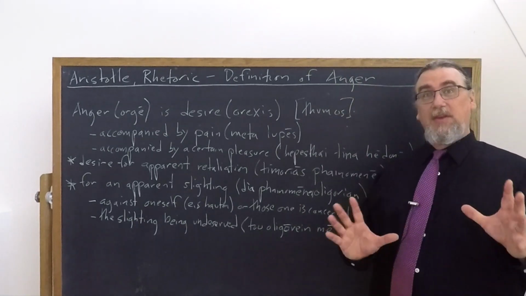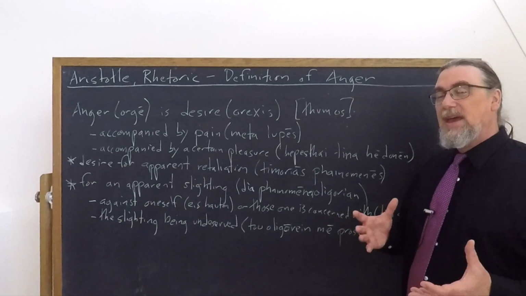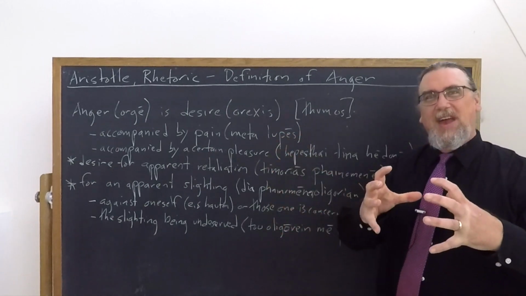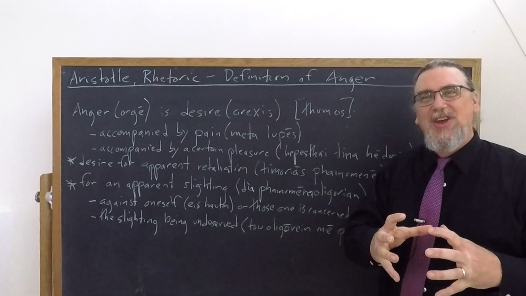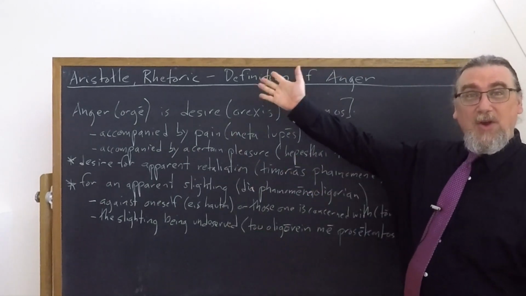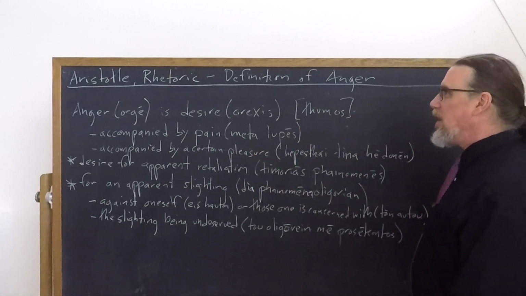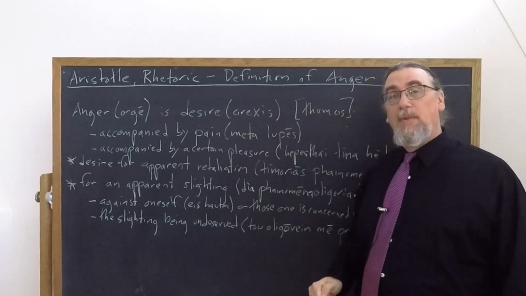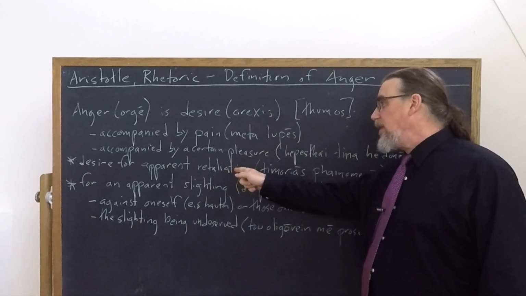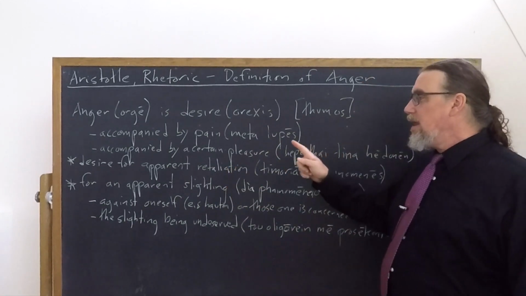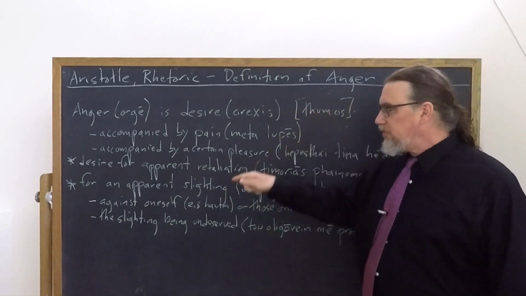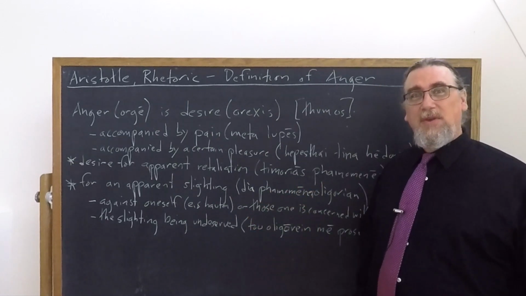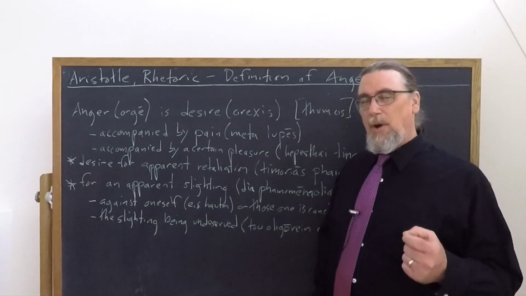So you notice, just in this definition, Aristotle is already teaching us a lot about what anger consists in, what it involves, what it brings together in this complicated package that we use one word, anger, sometimes others, rage, fury, to denote and to describe. Anger is desire, accompanied by pain, also accompanied by a certain pleasure, for apparent retaliation, for an apparent slighting against oneself or those one is concerned with, the slighting being undeserved. There's the entire package for the Aristotelian conception of this emotion of anger.